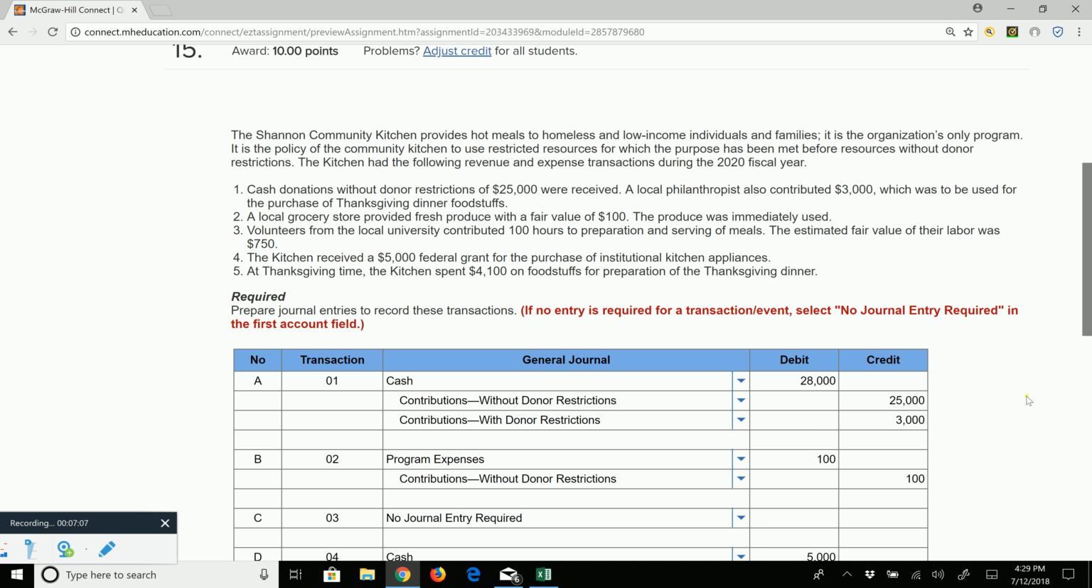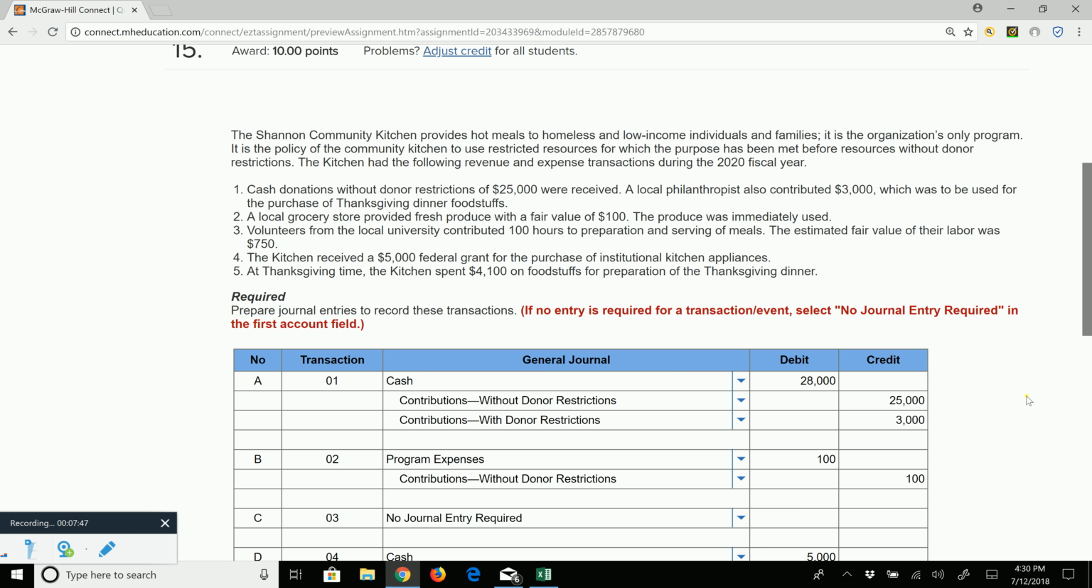It is the organization's only program. It is the policy of the community kitchen to use restricted resources for which the purpose has been met before resources without donor restrictions. The kitchen had the following revenue and expense transactions during the 2020 fiscal year. So number 1, cash donations without donor restrictions of $25,000 were received. A local philanthropist also contributed $3,000, which was to be used for the purchase of Thanksgiving dinner foodstuffs. So the nonprofit received a full $28,000 in cash.